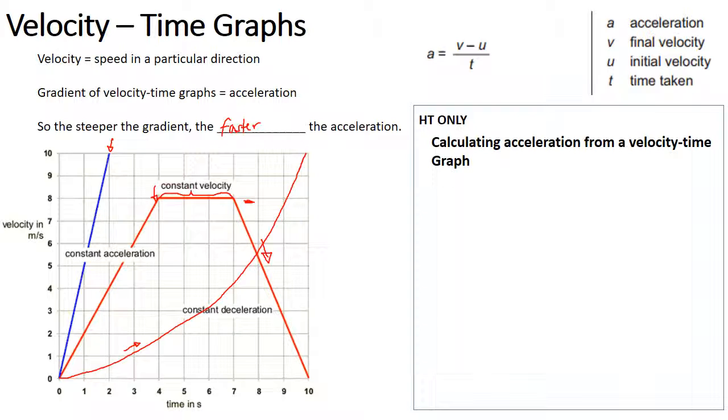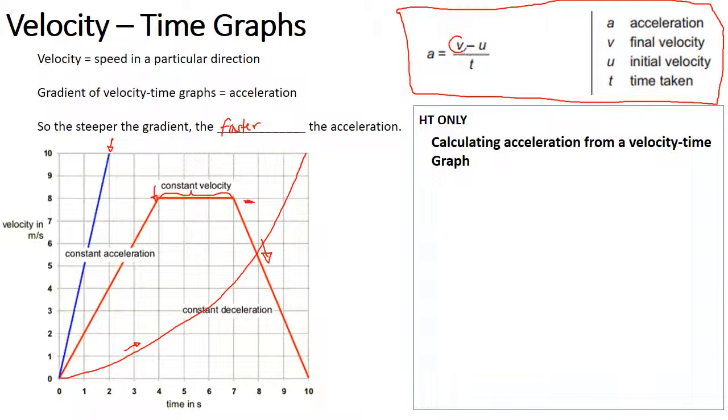Now higher tiers need to be able to calculate acceleration from velocity time graphs, and you also need to be able to calculate the distance travelled from a velocity time graph. So the first equation you might be able to use is this one here. This is the equation for calculating acceleration. Now to calculate acceleration you need to know your final velocity, and then you take from this your initial velocity. So actually this is quite simple to do from this graph. Let's say we're wanting to calculate the acceleration of the blue car.